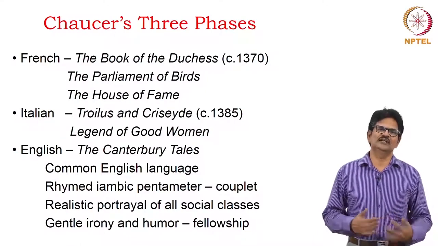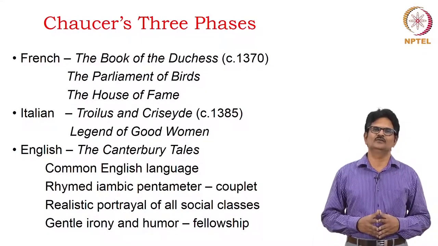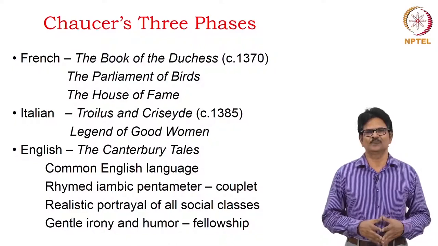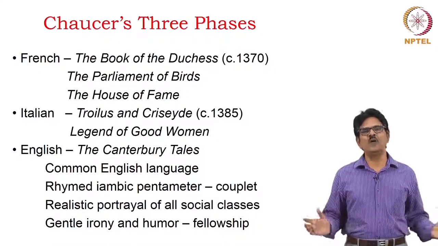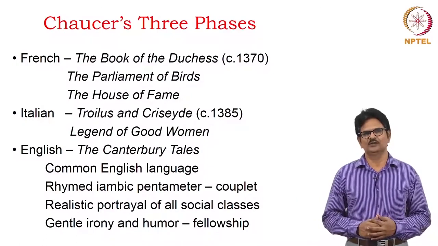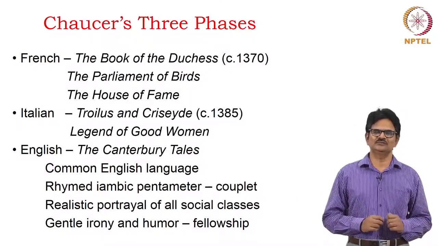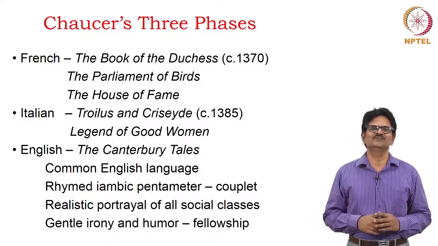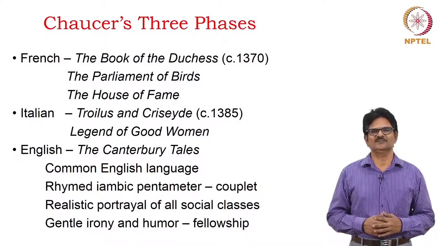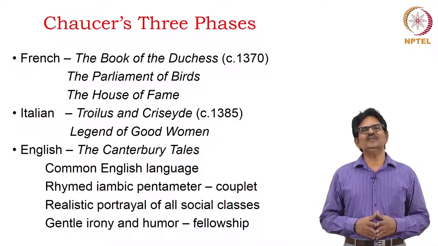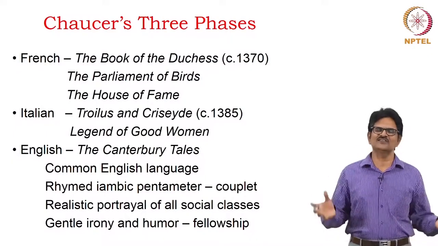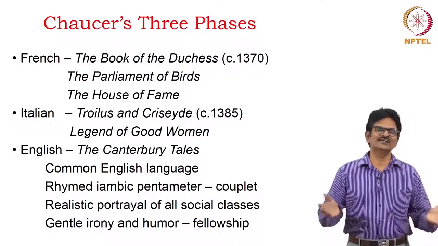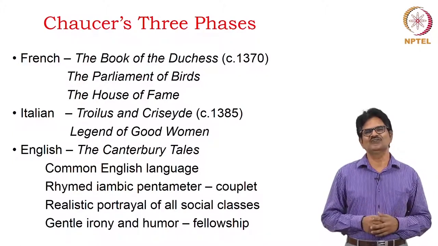Then we come to the last period, the English period in Chaucer's life. Here we have the celebrated The Canterbury Tales. In this poem, Chaucer used the common English language used by people. He also used rhymed iambic pentameter, and you have rhymed couplets at the end of every two lines in The Canterbury Tales. In this poem, we have the realistic portrayal of all classes of people. Most importantly, we find a sense of fellowship between the author and other characters through the gentle use of irony and humor.